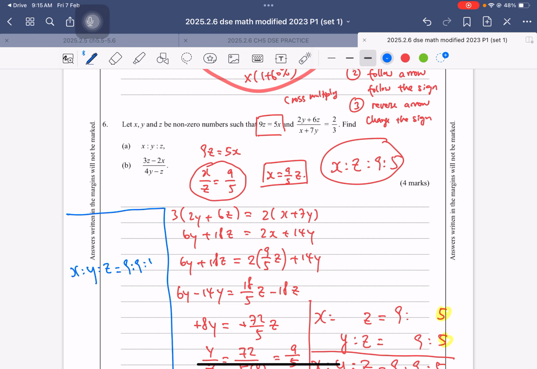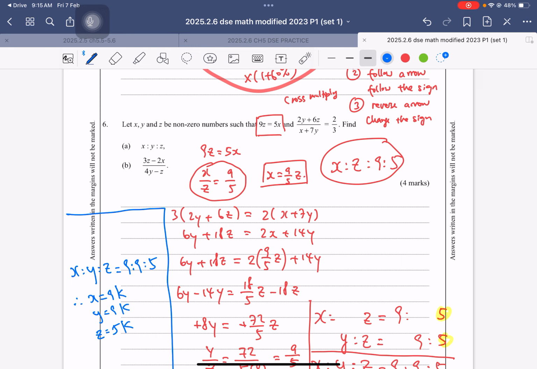9 to 9 to 5, this is a ratio. Can you just say x equal to 9, y equal to 9, z equal to 5? Can you write like this? You can't just write down the numbers directly. This is a ratio, not the number. You need to write down 9k, 9k, 5k. Just use this method. It's very easy to use.